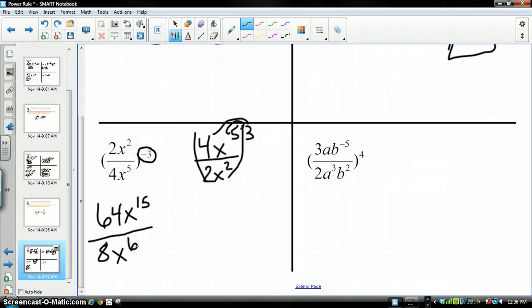Okay, now this is not in simplest terms. Remember, we cannot have an x on the top or in the bottom. It can only be on one or the other. And 64 over 8 does simplify. So 64 over 8 simplifies to 8 because 64 divided by 8 is 8. And this right here is going to be the quotient rule. So in the quotient rule, we subtract our exponents. So we have 15 minus 6, which is 9.